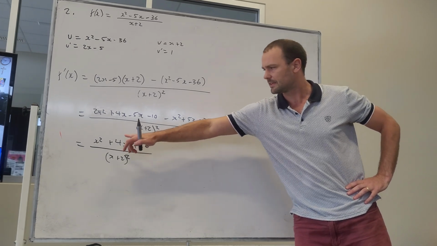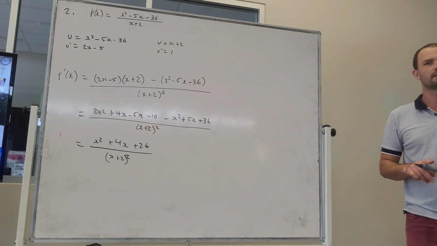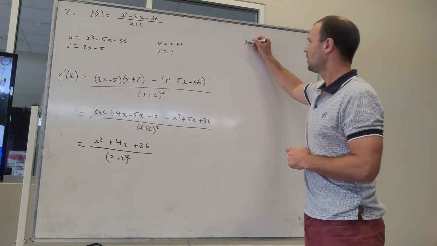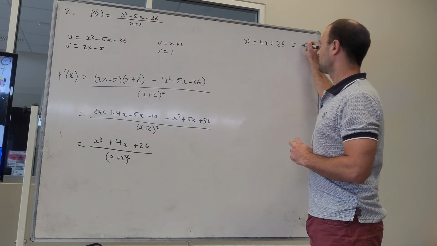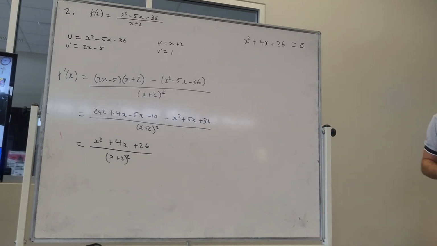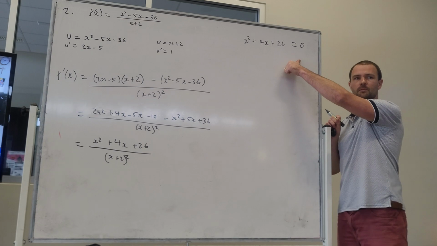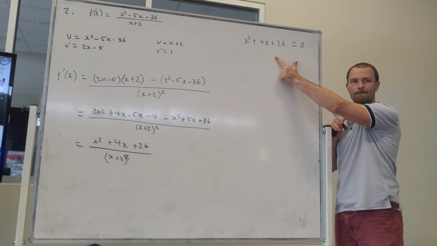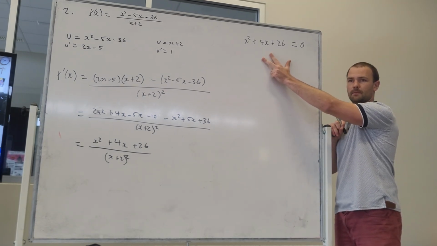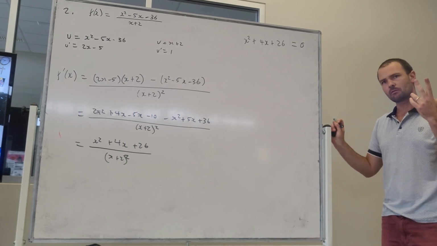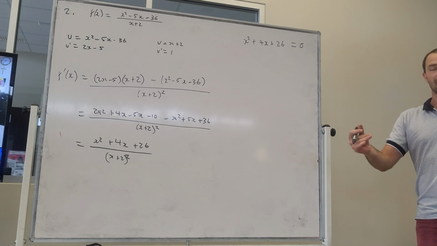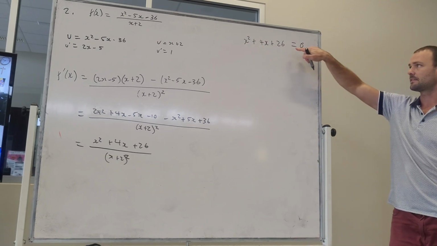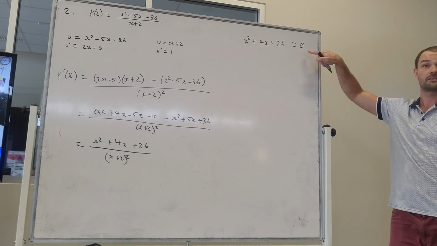So we're going to consider then this part of the function, x squared plus 4x plus 26. We want to know when that equals 0, or even if it equals 0. A couple of ways we could go about doing this: we could try and factorize it, we could use the quadratic formula, we could use our calculator. What I'm going to do here though is remind you guys of something we learned in year 11 as a way of checking to see if there are any values of x that make this true. Are there any solutions to this equation?